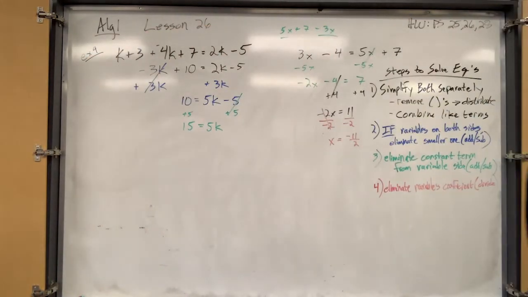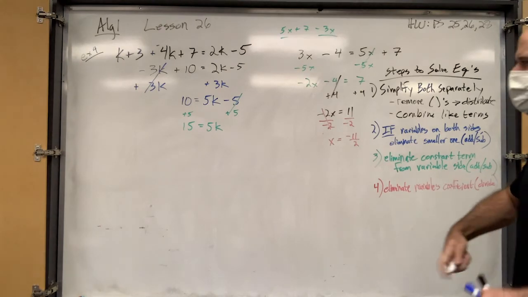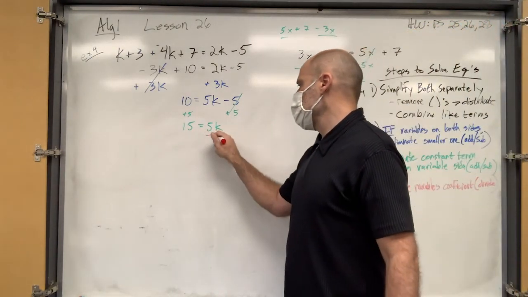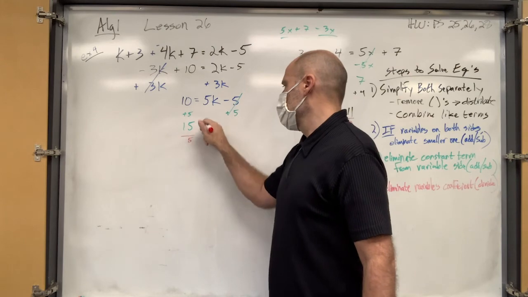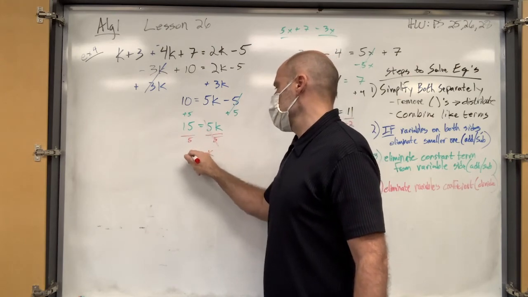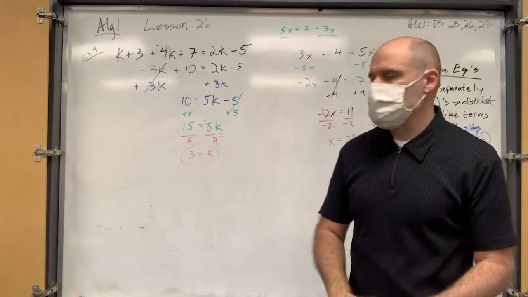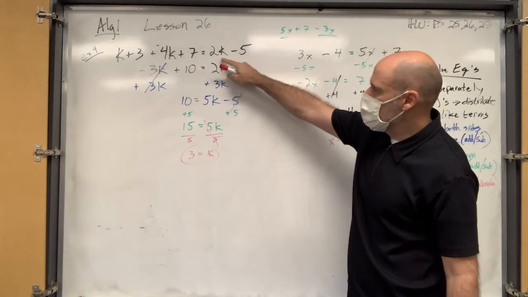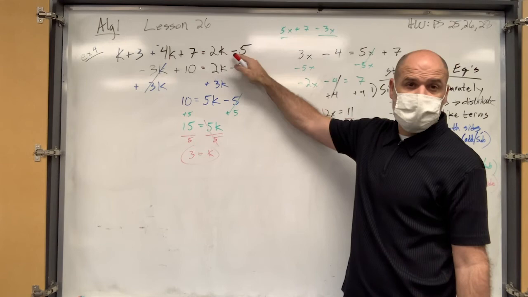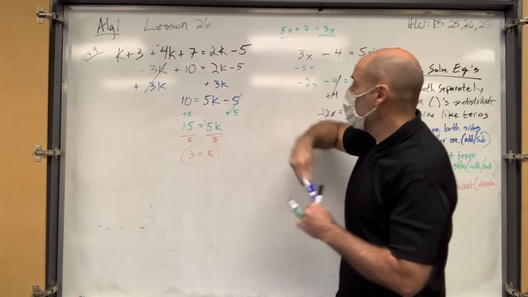Now, how do you get rid of that 5 in front of the k? Divide it. So k equals a nice, pretty 3. I'm just going to plug it in here. 2 times 3 is 6. Minus 5 is 1. Okay?